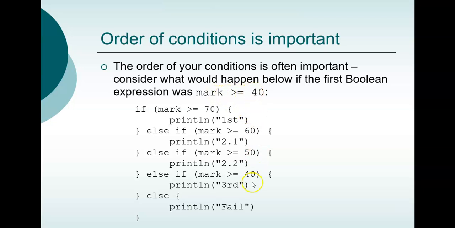Assuming we bring if mark is greater than 40 at the beginning, that means every mark, whether 70 or 60, will print third. So we need to arrange the marks in that order. The highest first, so that if it is not 70, it prints this. Then it tests for the lower one, 60, 50, 40 in that order. If you bring 40 first, all your marks above 40 will print third. So we want you to understand that the order of the arrangement when you are using multiple if statements is important. Okay.